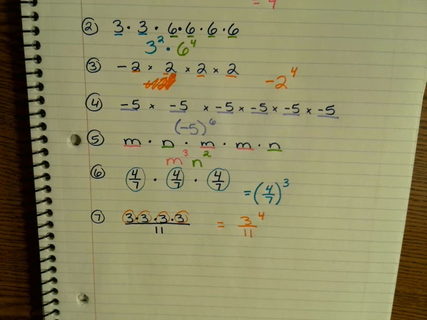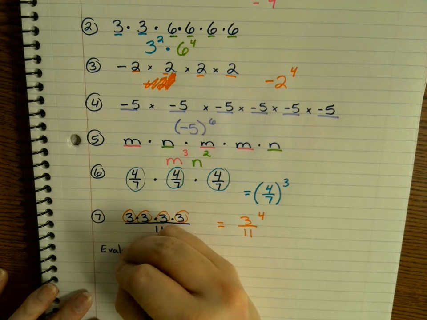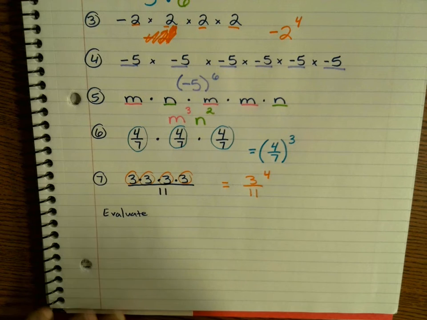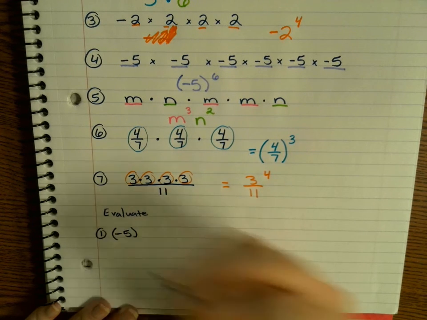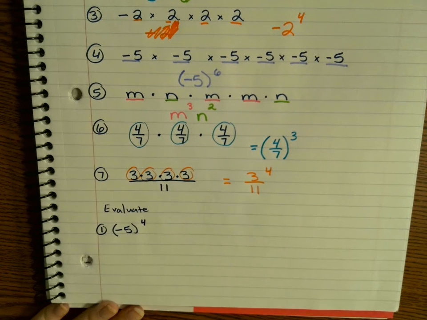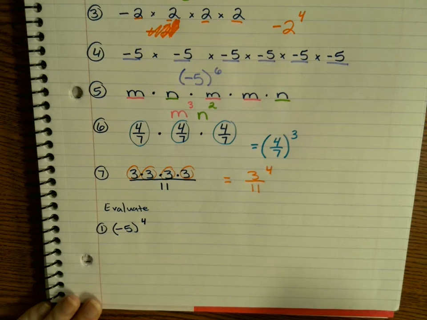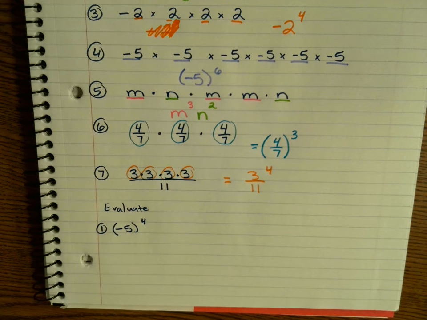Okay? All right, and then let's go ahead and work on actually evaluating a few of these. So evaluate means to figure out what it would actually equal. Okay, so let's say we have negative 5 in parentheses to the 4th power. I want you to fully evaluate that. You can use your calculator, obviously. And real quickly, let me show you where your exponent button is on your calculator.